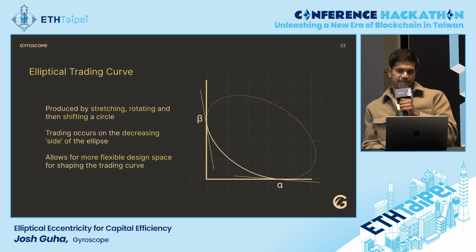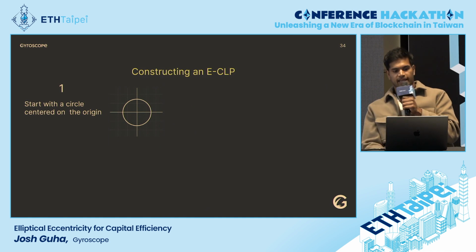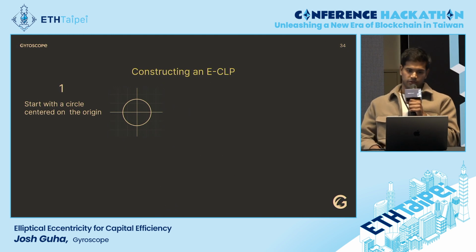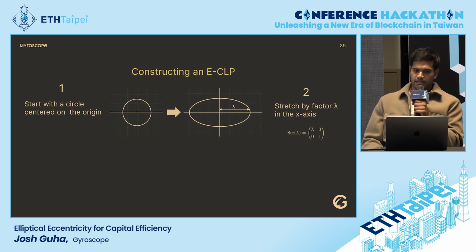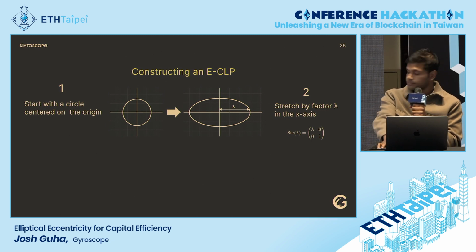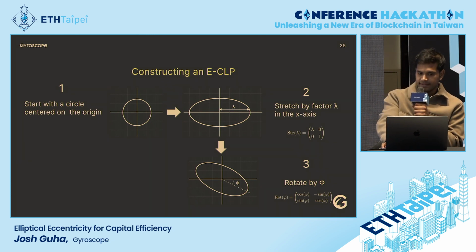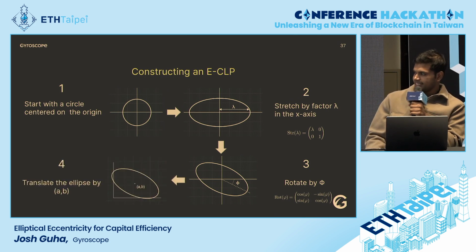So let's construct an ECLP trading curve ourselves and see how changing the parameters can optimize the curve for certain use cases. Okay, so we start with a circle centered on the origin, our classic x squared plus y squared equals radius squared. The circle is then stretched into an ellipse by the factor lambda, and you can see the corresponding matrix which represents the linear transformation. Then the ellipse is rotated anti-clockwise by angle phi. Again, the linear transformation is here in the corner. And finally, the ellipse is translated by some vector AB. So the origin is now at AB.